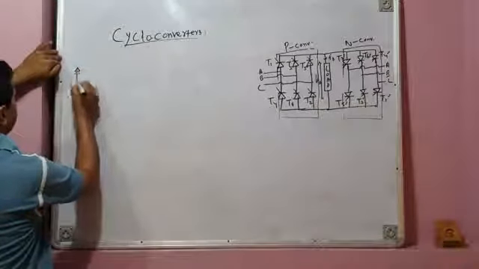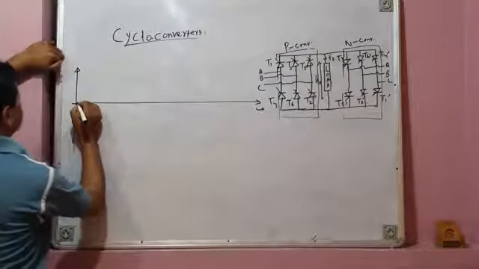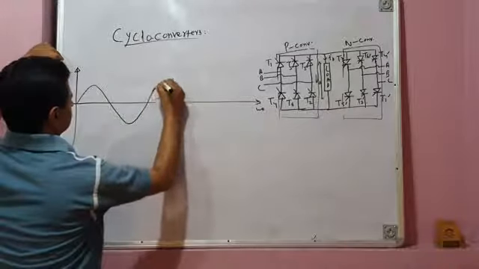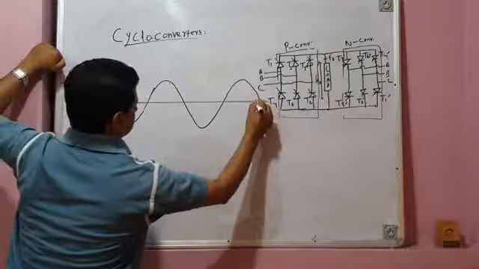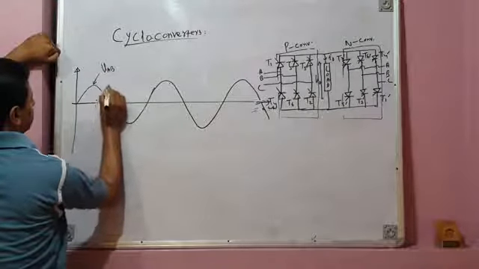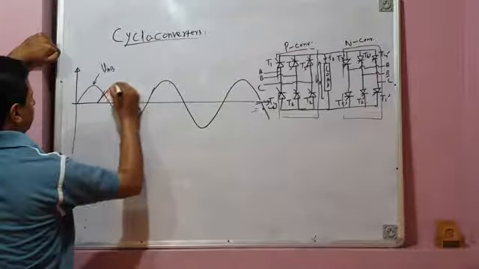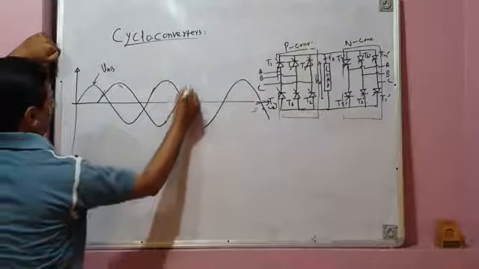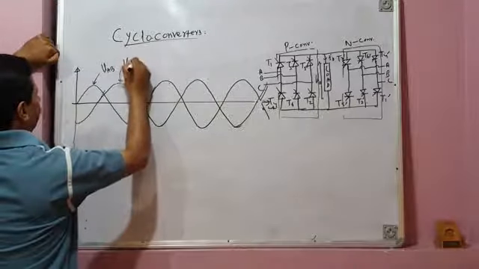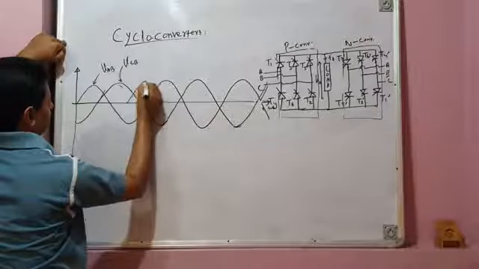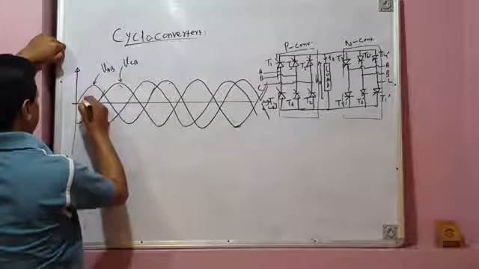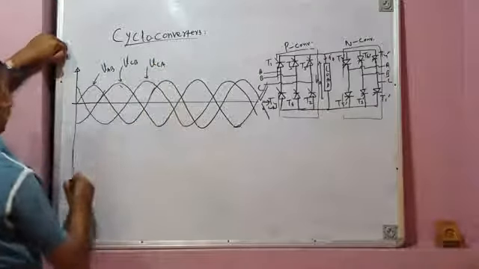The waveforms will be like this. I will approximately draw the waveforms. Let me draw various line voltages. This is omega t. This is line voltage VAB. VBC will be 120 degrees phase displaced. This is VBC, and line voltage VCA will start after one further 120 degrees like this. This is VCA.